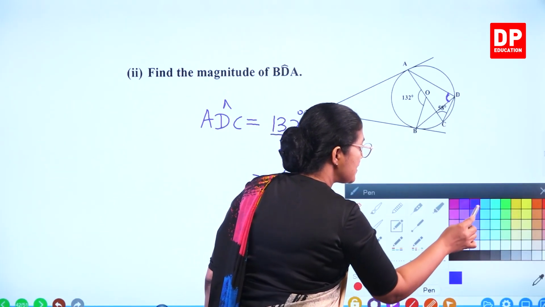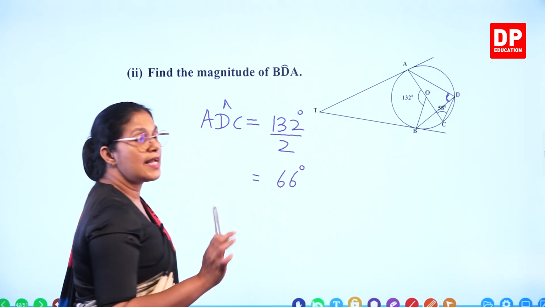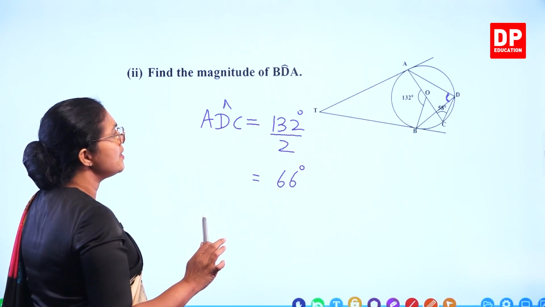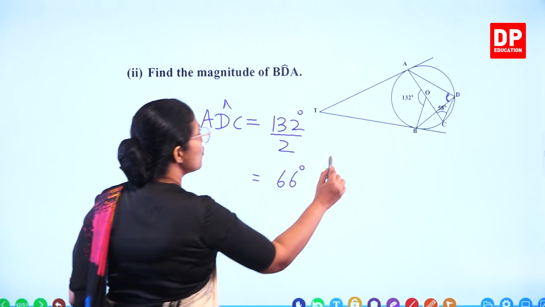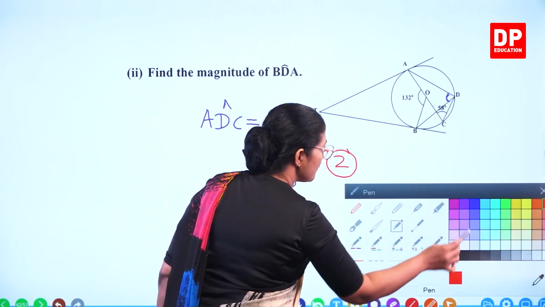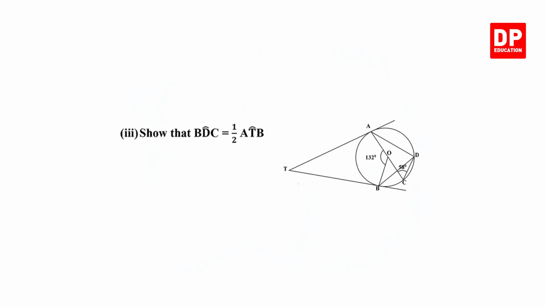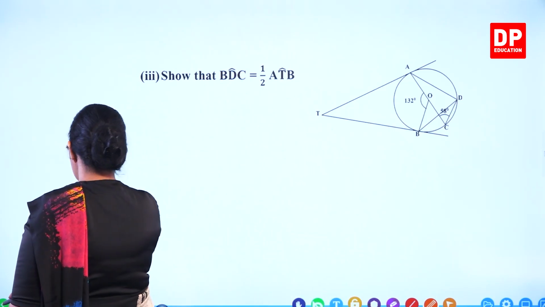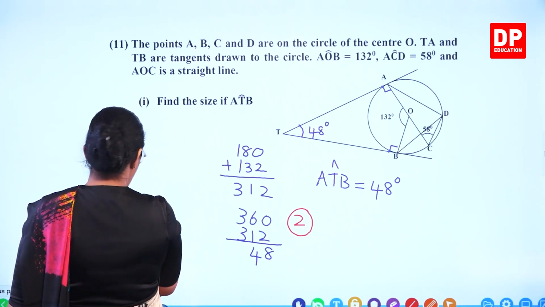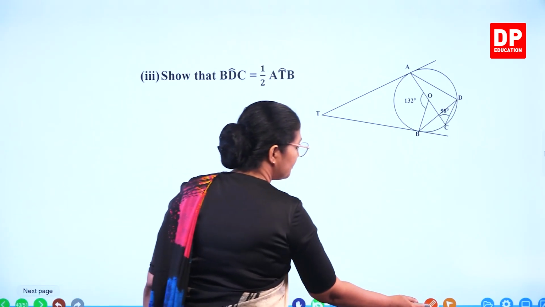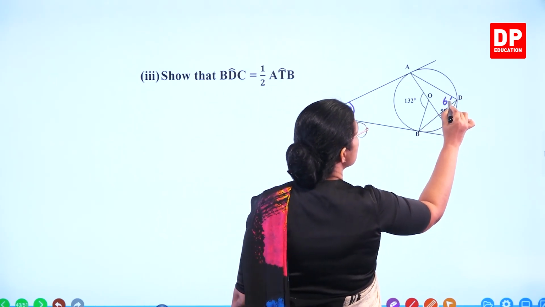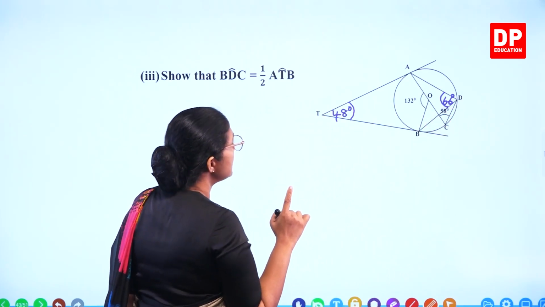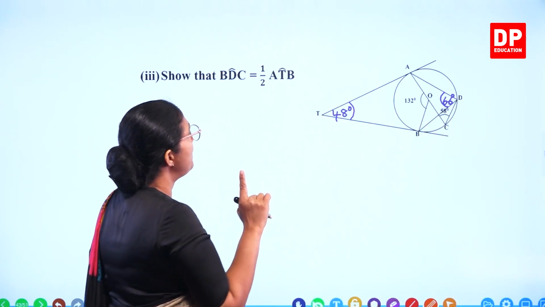So you can write down the reason. The angle subtended at the center is double the angle subtended on the circumference. So 66 degrees, 2 marks for that. Show that BDC is half of ATB. So what's the angle we found here? 66 and the previous one is 48. Now let's try to find out ATB. ATB is 48.